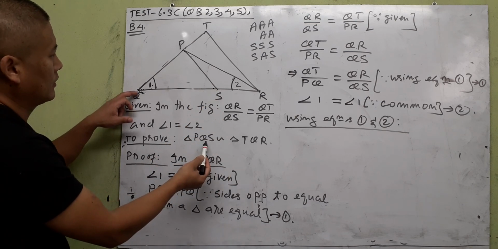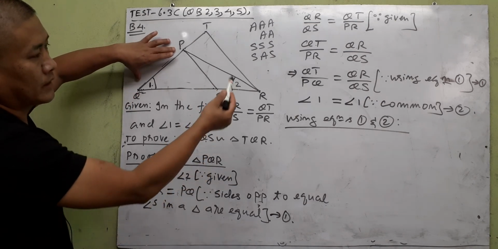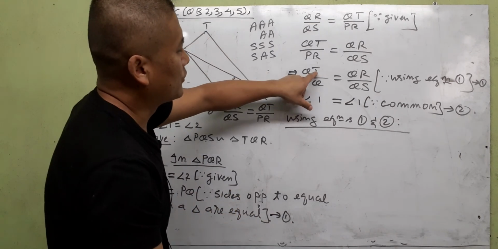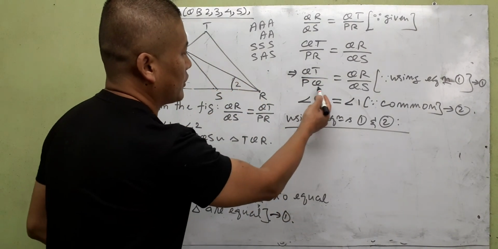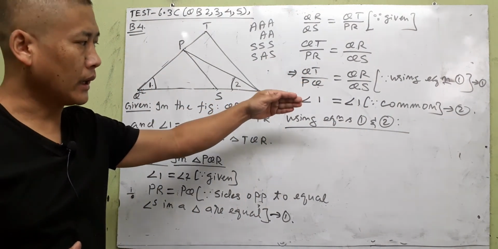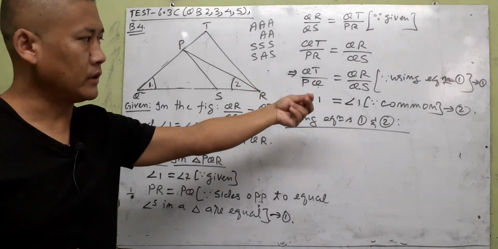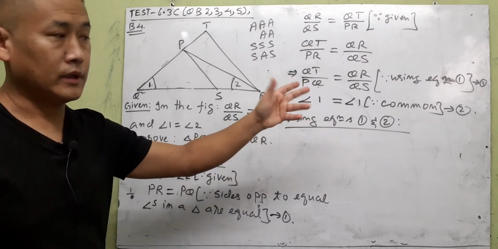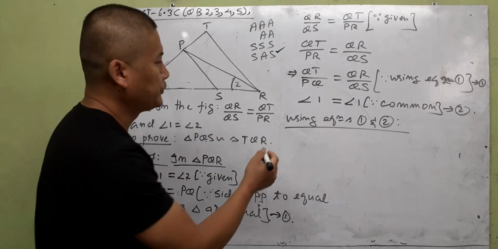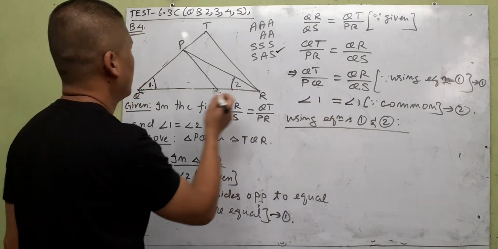As you can see here, two sides are proportional. And the angle between the two sides, QT, QR, angle 1, and PQ, QS, angle 1, are equal. If two sides are proportional and the angle included between the two sides are equal, then the triangles are similar by SAS.